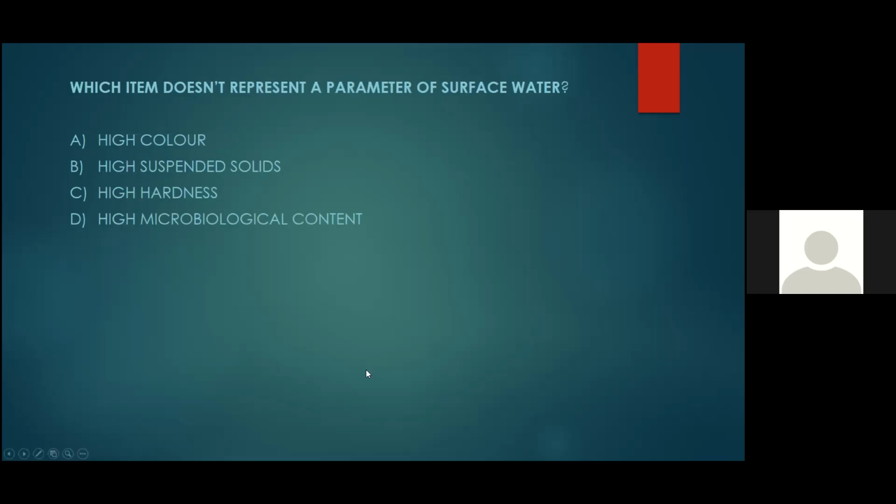We talked a little bit about surface water earlier. Which of these items does not represent a parameter of surface water? So which one of these does surface water not have? What do you think?